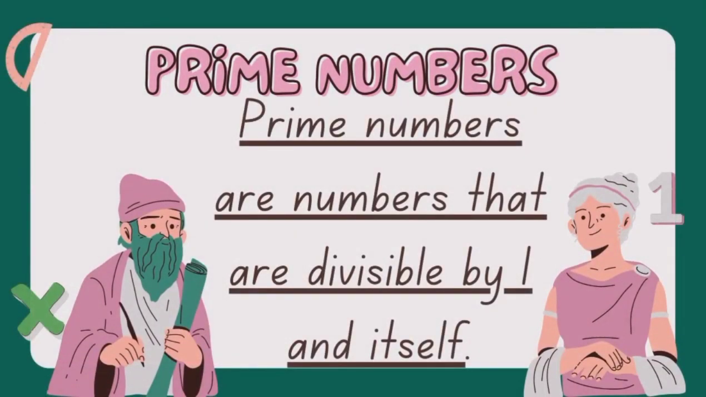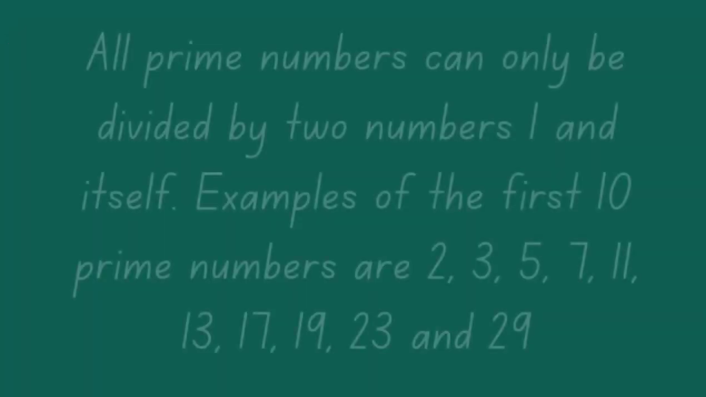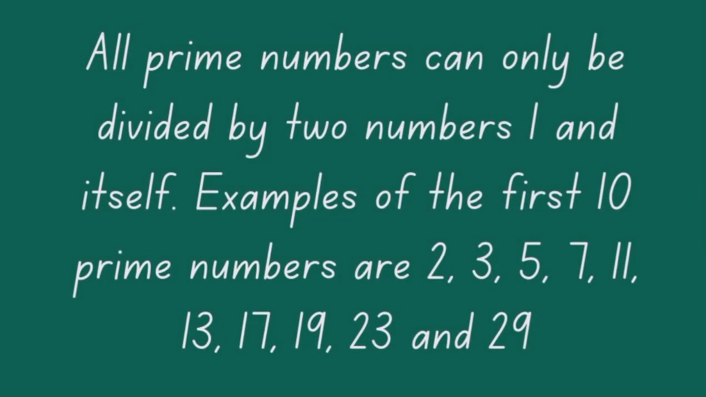Prime numbers. Prime numbers are numbers that are divisible by 1 and itself. All prime numbers can only be divided by 2 numbers, 1 and itself. Examples of the first 10 prime numbers are 2, 3, 5, 7, 11, 13, 17, 19, 23, and 29.